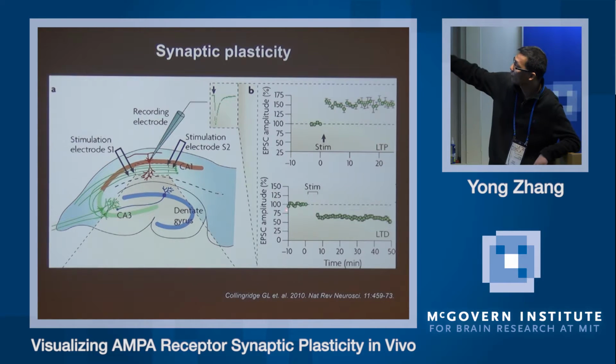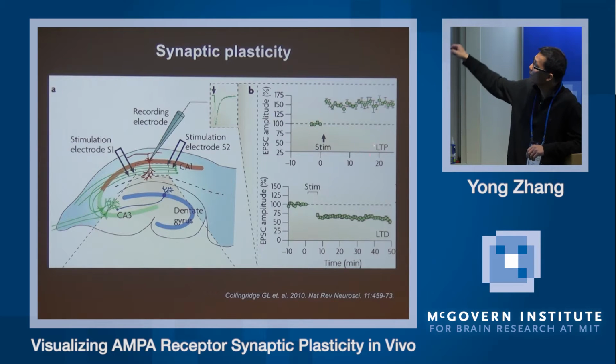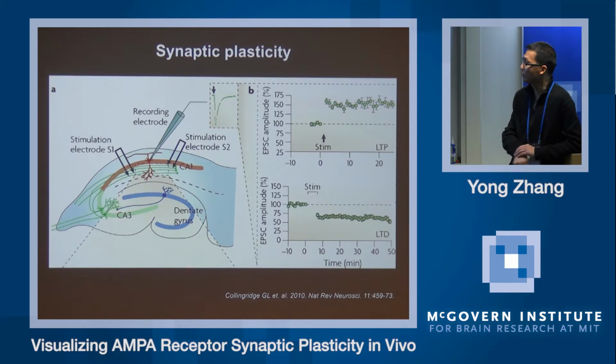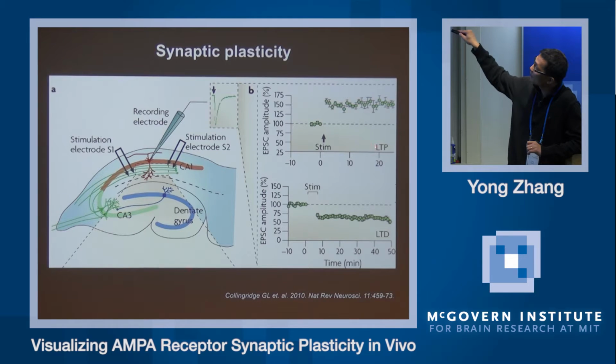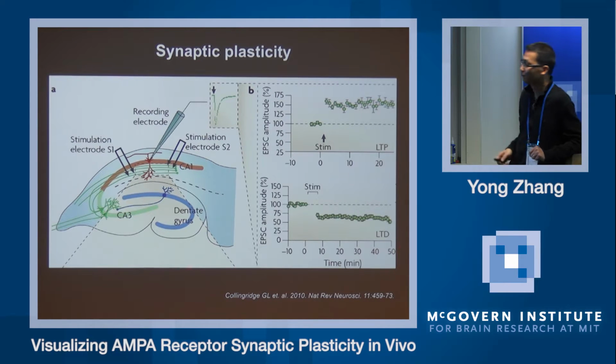On the other hand, if you pair the recording with a low frequency stimulation, you'll detect a decrease in the EPSC amplitude, or in other words, a weakening of the synaptic connection. As you can see from both diagrams, this phenomenon is called LTP, or long-term potentiation, and this phenomenon is called LTD, long-term depression. Another characteristic of LTP and LTD is that they are relatively long-lasting. In acute brain slice studies, they can be stable for half an hour to an hour.